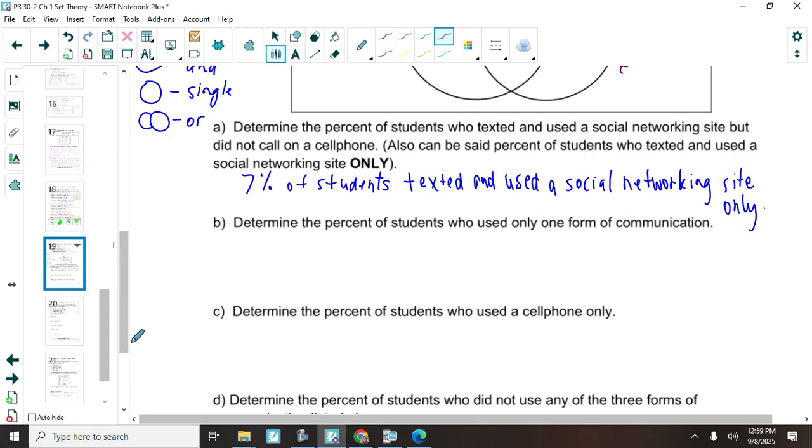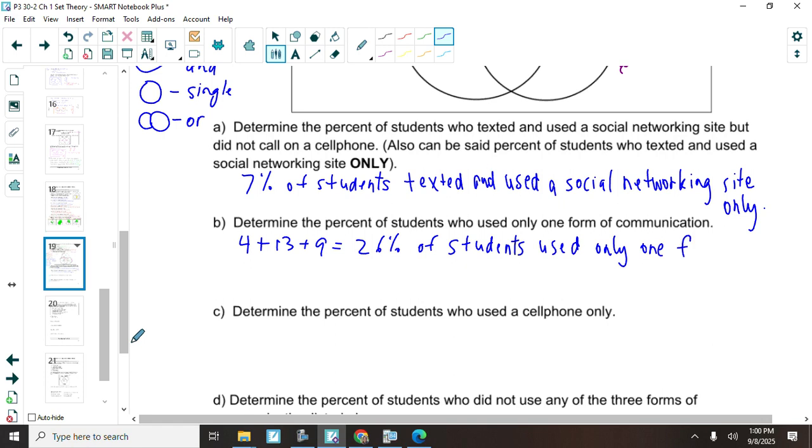So the percentage of students who used only one form of communication would give us our 4 plus our 13 plus our 9, which equals 26% of the students used only one form of communication.